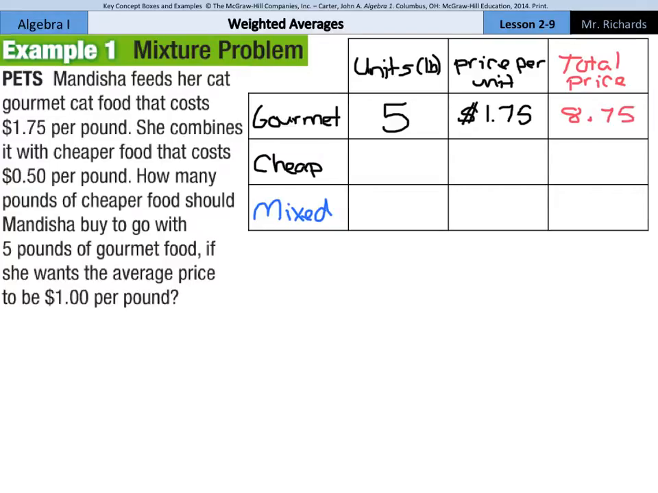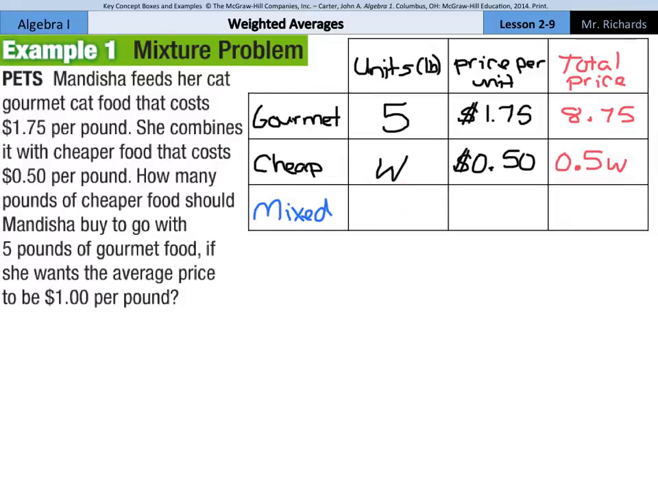Now the cheap food, we do not know the amount she's going to buy yet. That's what we're trying to figure out. So we're going to set a variable for this, and let's just call this W. Now our price per unit here is 50 cents, and we do need to write a total price here. Well, that's simply going to be our 50 cents times W. Think about how we got the total price here by taking the $1.75 times 5. Our total price for the cheap food is going to be the 50 cents times the W.